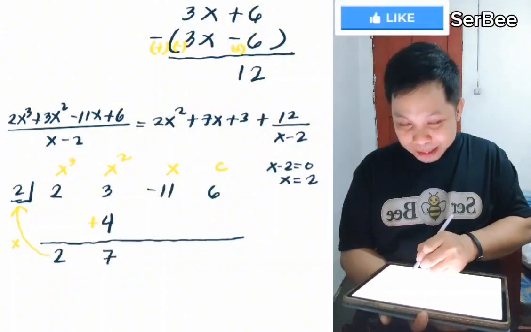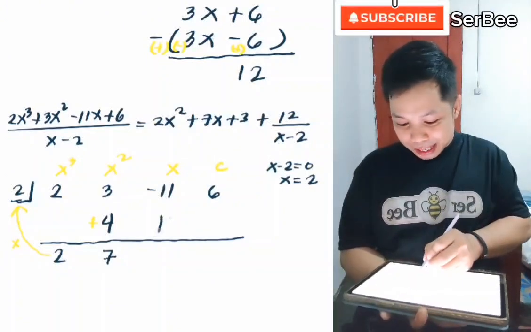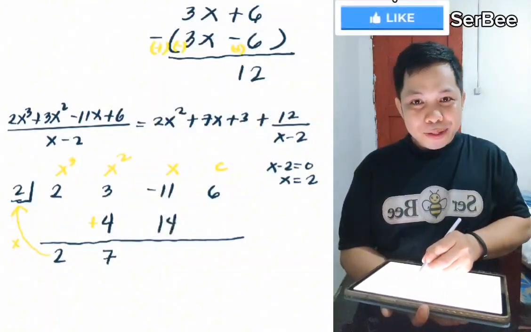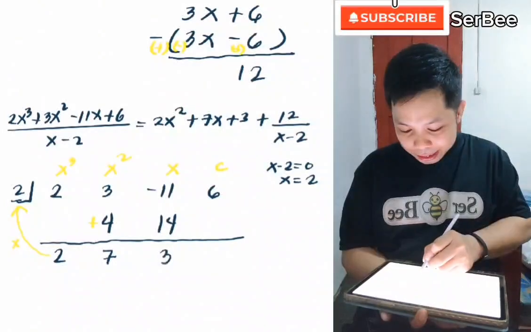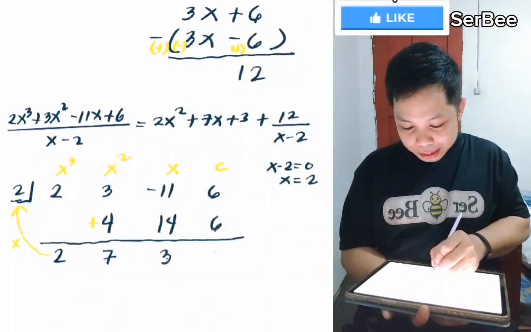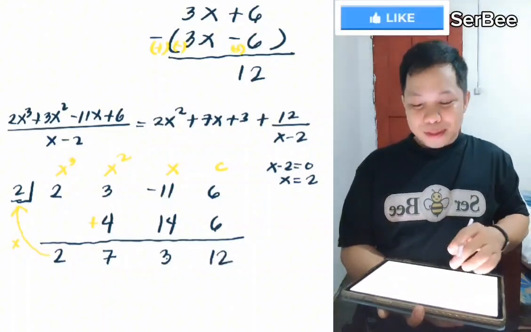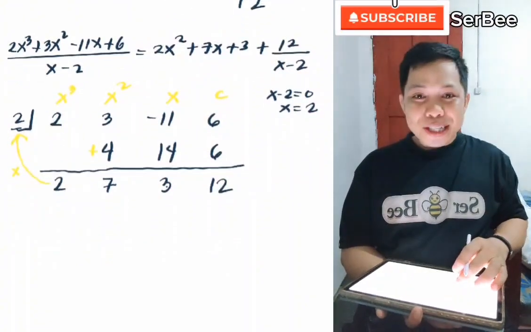So, we get 7, right? So, 7 times 2, that is 14. So, negative 11 plus 14 is 3. 3 times 2, that is 6. And we get 12. So, therefore, ano yung quotient natin?